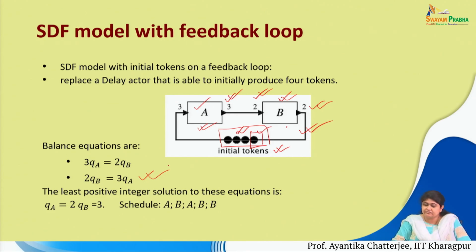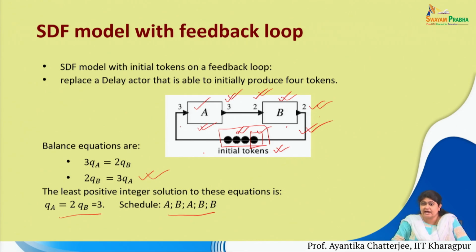And after that the balance equations are formed, so that is 3QA is equal to 2QB, 2QB is equal to 3QA. Again the least positive integer solution will be 2, 3, and then we are scheduling this in this way. But that is to mention that if there was no loop, then handling with these balance equations alone is sufficient. But when we are having this loop into account, we have to also check if an initial token is required or not. So, this way we can handle both.